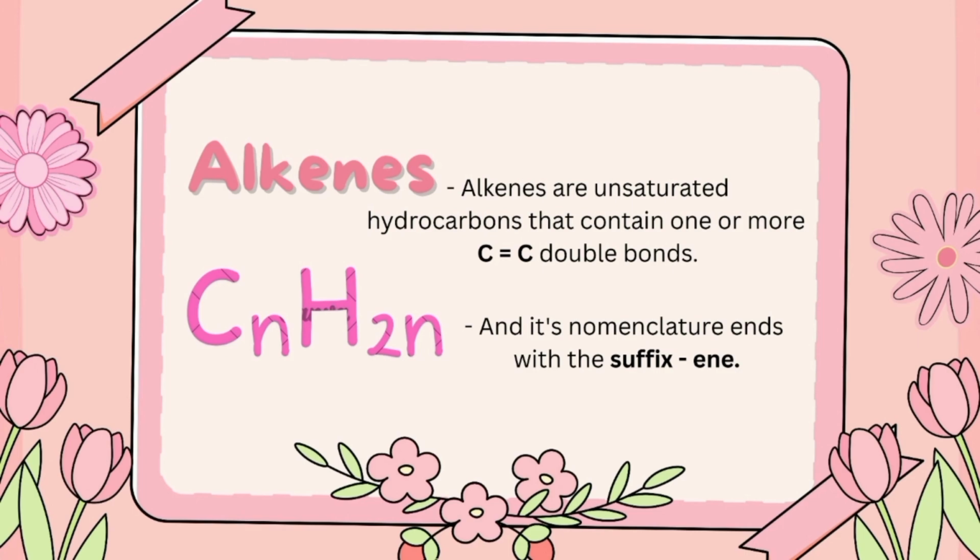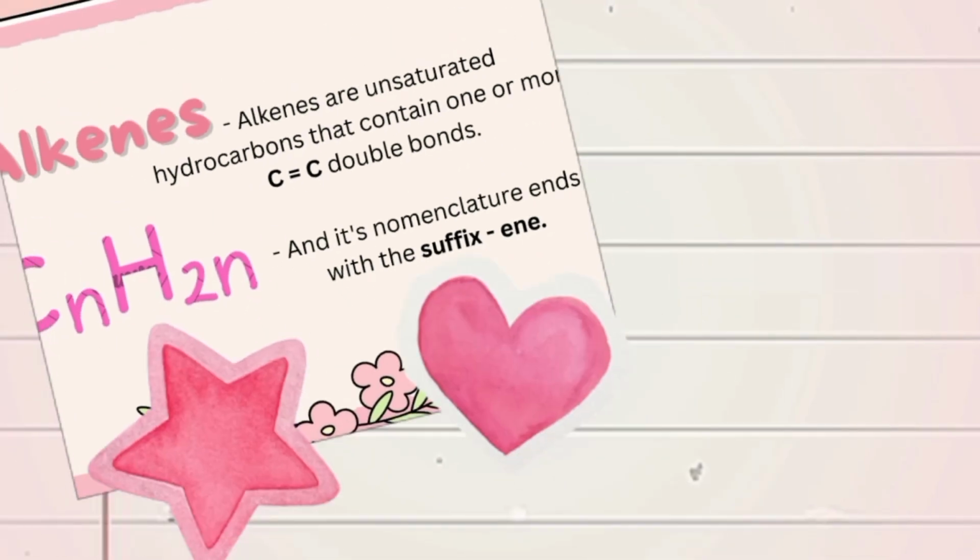Alkenes are unsaturated hydrocarbons that contain one or more double bonds. Because of this double bond, they have fewer hydrogen atoms than alkanes and are more reactive. For our general formula, we have C sub n, H sub 2n, and its nomenclature ends with the suffix "ene".